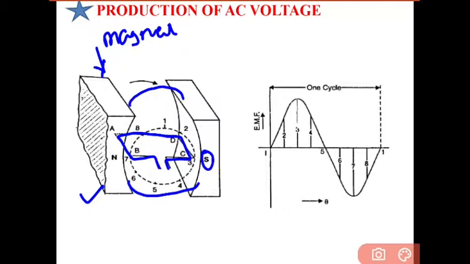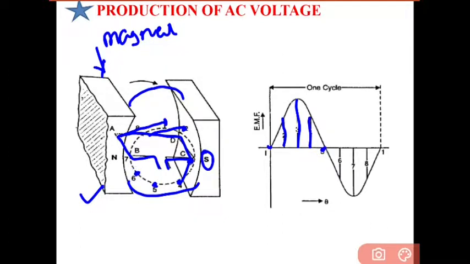You can see this EMF is induced in it, and it has a different magnitude at different instants. When this loop is at this position, it is zero. When it rotates and comes to this position, it has this magnitude. When it comes perpendicular to that, it has a maximum magnitude. When it rotates and comes to this position, it has this kind of shape. At position number 5, once again it comes to zero.